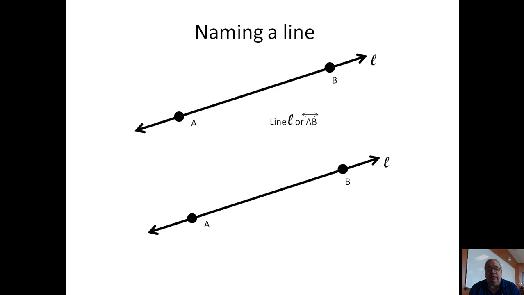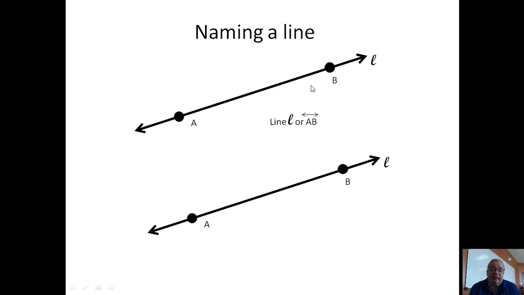So one way we can name that line is, if you look over here, you see my cursor, hopefully you can see my cursor. You have line L or AB with the line symbol over it. So AB with the line symbol, so you use 2 points, and I can use either direction. I can say line BA. Line BA is exactly the same as line AB.